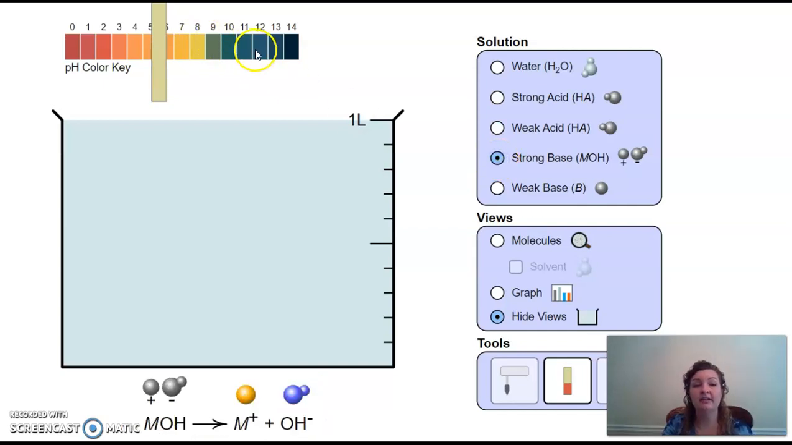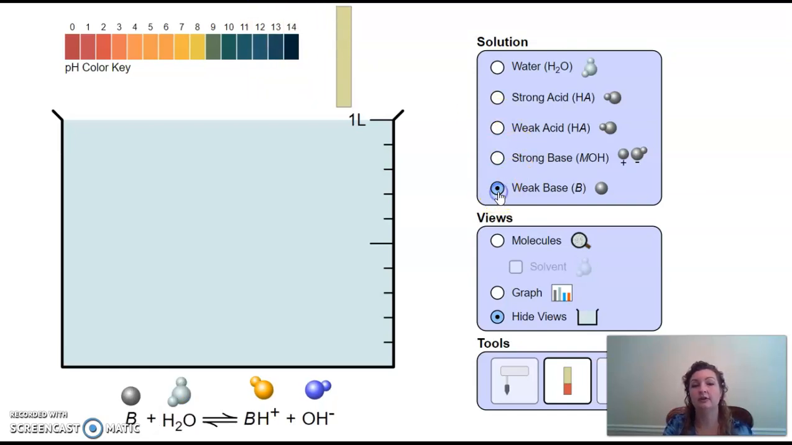A strong base. Remember, the stronger the base, the higher the number it is, because we want it farther away from 7, right? To get that strong base going on. So anywhere between like probably 10 to 14, maybe even 11 to 14, I would consider a strong base. So let's see what they say it is. I think that looks like a 12. So that's definitely a strong base.